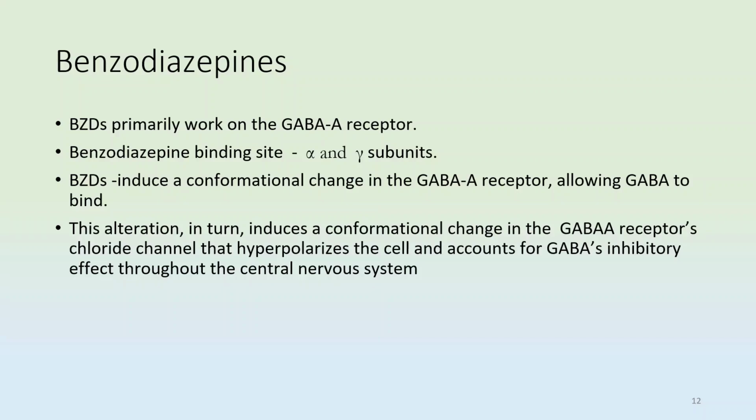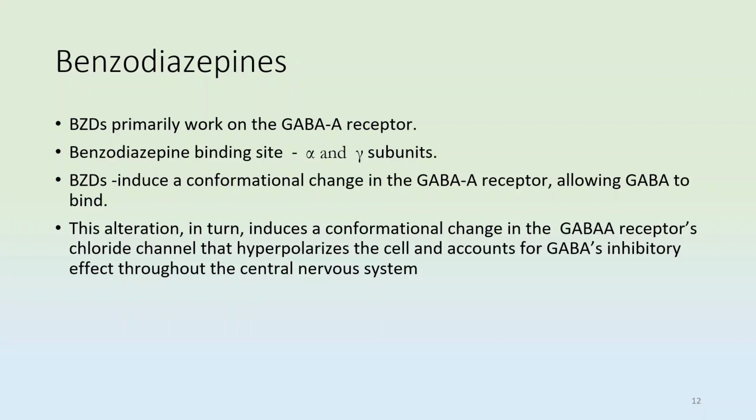Now the benzodiazepine binding site is the alpha 1 and gamma 2 subunits. Benzodiazepines induce a conformational change in the GABA A receptors, allowing GABA to bind. This alteration in turn induces a conformational change in the GABA A receptor's chloride channel that hyperpolarizes the cells and accounts for GABA's inhibitory effect through the central nervous system.